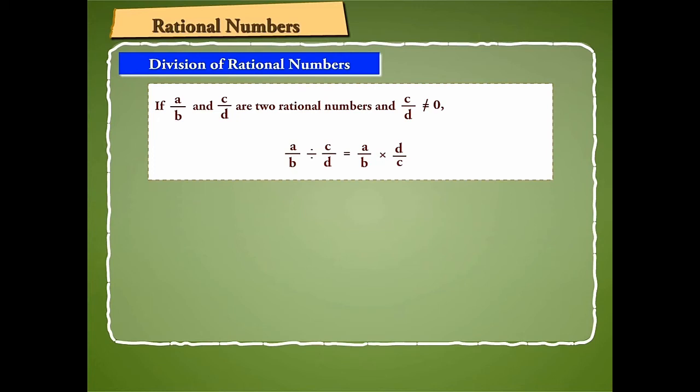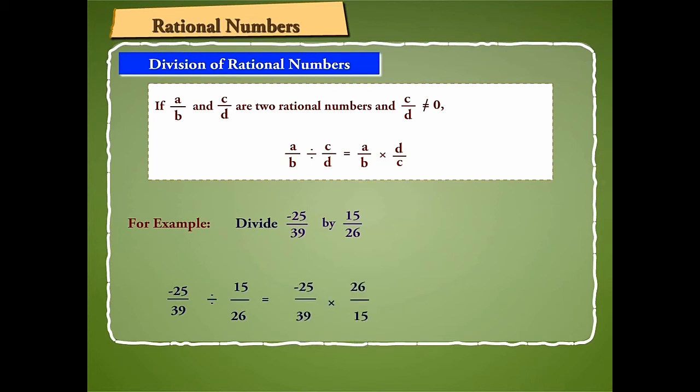For example, let us divide minus 25 by 39 by 15 by 26. Minus 25 by 39 divided by 15 by 26 is equal to minus 25 by 39 into 26 by 15. After simplification we get minus 10 by 9, that is equal to minus 1 1 by 9.